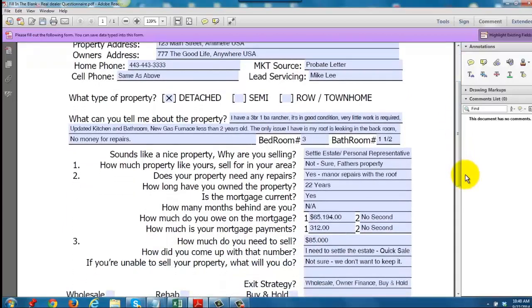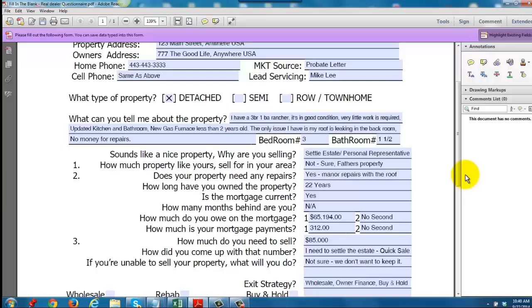The next question asks a very important question, and it's a very important statement. I like to call it my money statement, because it goes into the motivation of the actual seller. And here's the question. Sounds like you have a nice property. Why are you selling? Now, the key here is you want to get the motivation behind the sale.